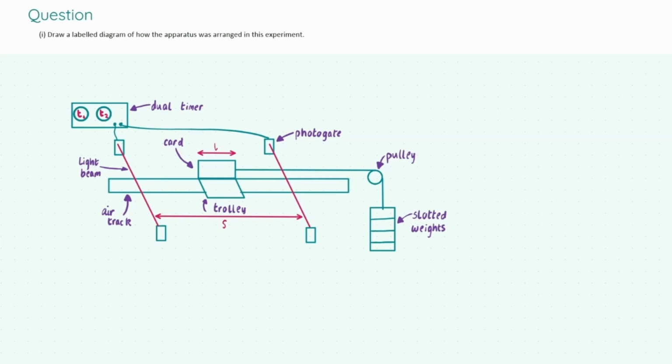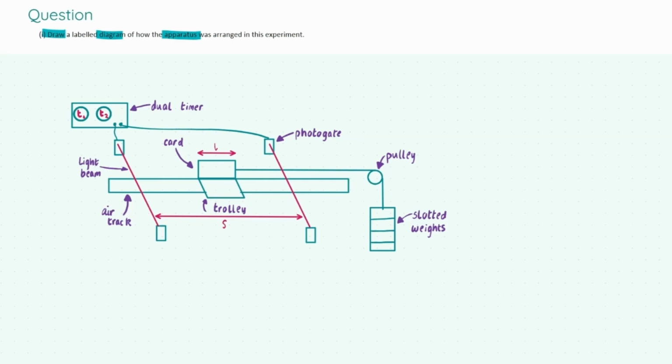So the first part of this question is to draw a labeled diagram of how the apparatus was arranged in this experiment. So this is my diagram here, so you should have something similar to this, but obviously it could be slightly different. So your diagrams don't have to be perfect or anything, as you can clearly see. But the main thing is to have everything clearly labelled, so that even if it doesn't look like whatever the apparatus is, for example, the dual timer, once you have the labels, that's the main thing, so that the examiner can understand what each piece of equipment is.